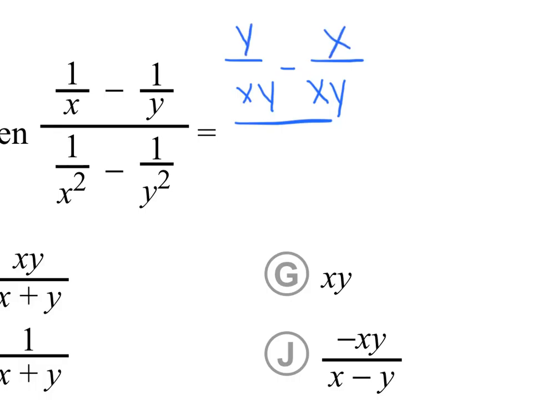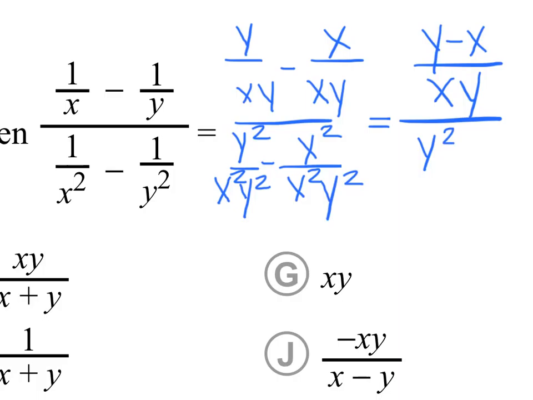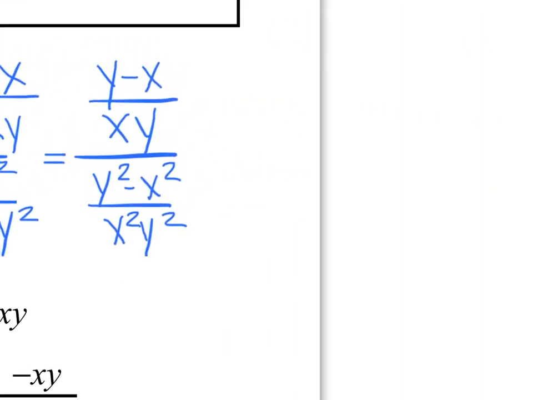Right. And then on the bottom you have X squared and Y squared. So Y squared on top, first one, X squared on top, bottom. All right. So that's still the same thing as this when you just combine them together. And then you flip them. You take Y minus X over XY.